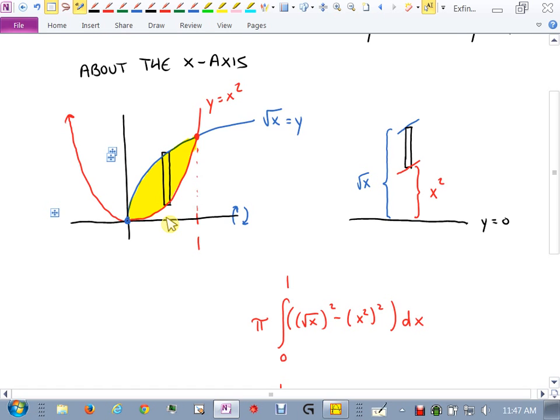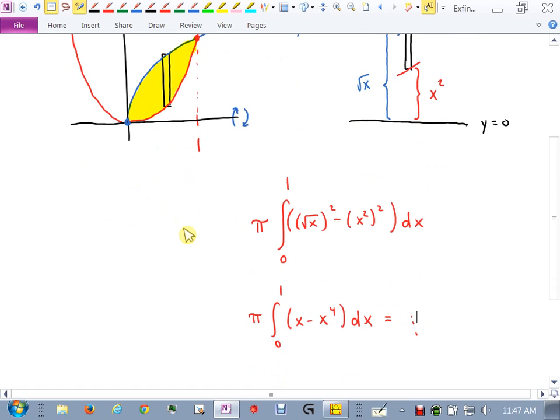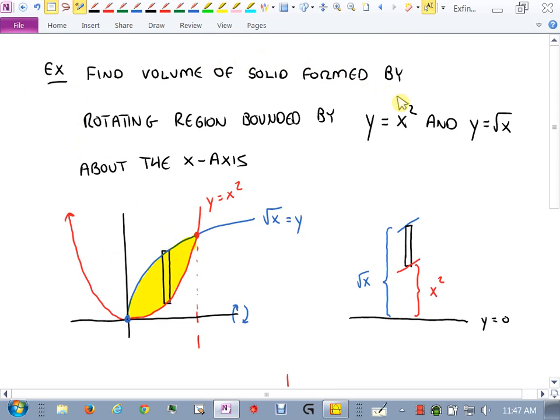Okay, let's see if we can challenge you a little bit more with this. I want to do the exact same problem, but instead of rotating about the x-axis, I want to rotate it somewhere else, all right? Why? Is that what you said? Why?